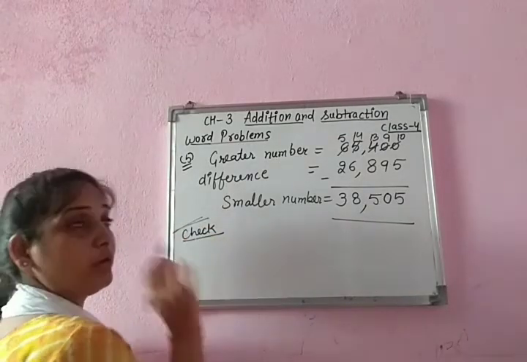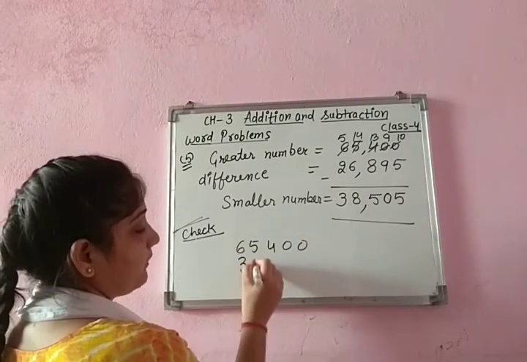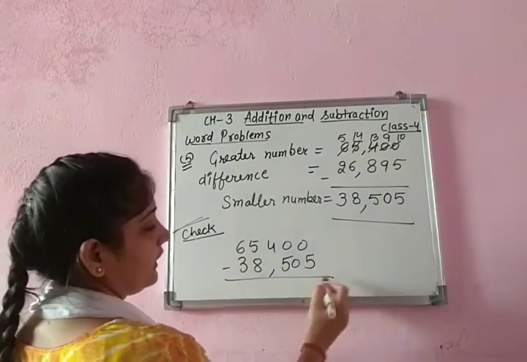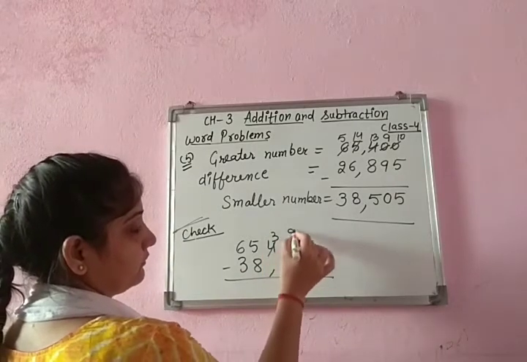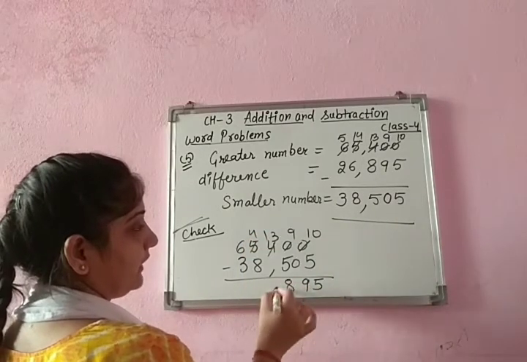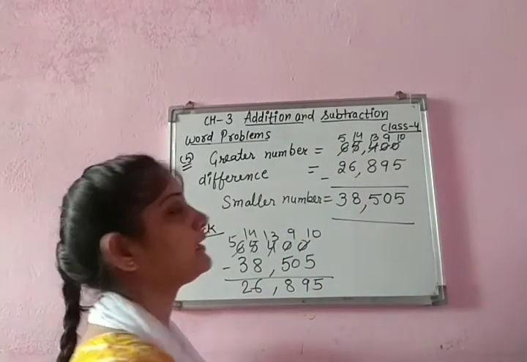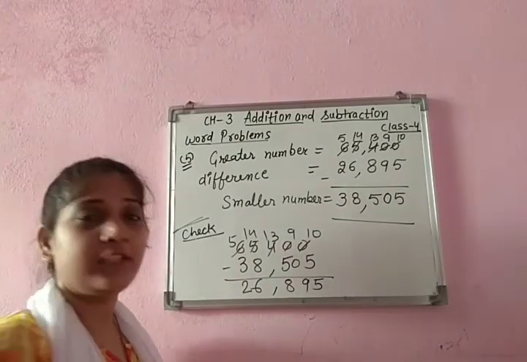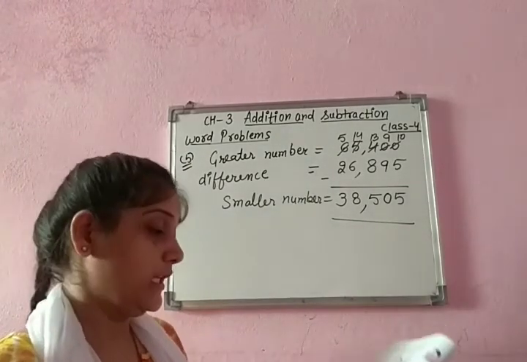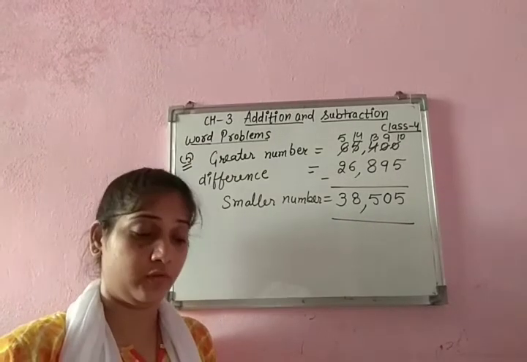Okay children, I am showing you how you will get that. This is no need to do. So अगर मैं greater number में से इस smaller number को minus करूँ तो मेरे पास difference क्या आना चाहिए? That difference I should know. So let's check it. 10 minus 5, 5. 9. 4. 13 minus 5, 8. 5. 14 minus 8, 6. You get 26,895. Yes? And in short way, if you want to remember, to find the smaller, we have to subtract. So we are done question number 3, question number 5. Question number 4 I have given you to solve yourself.